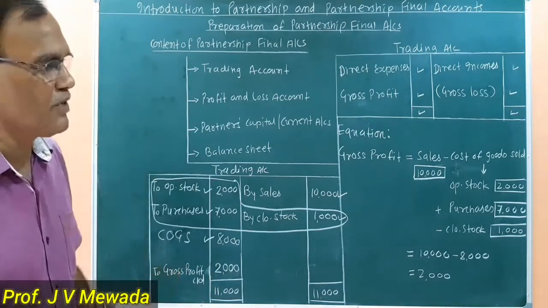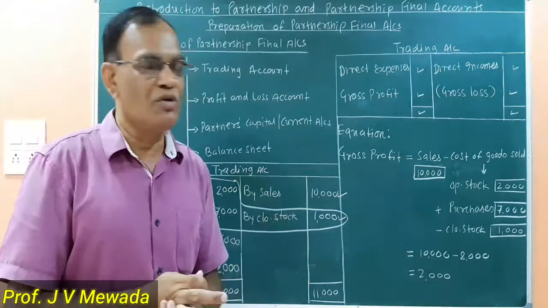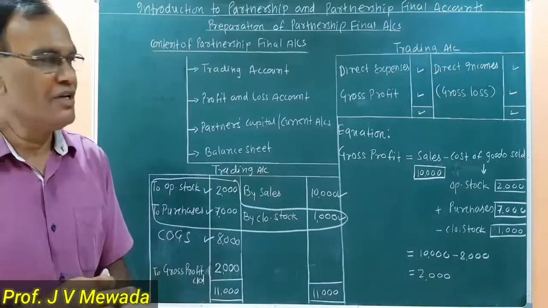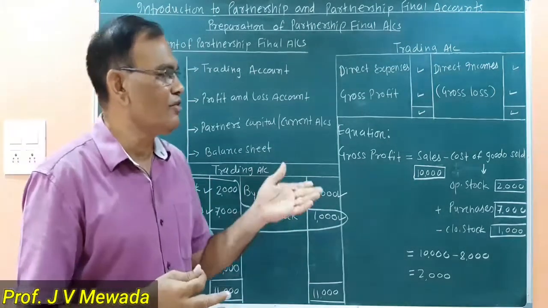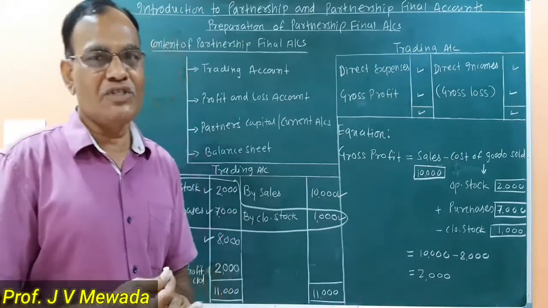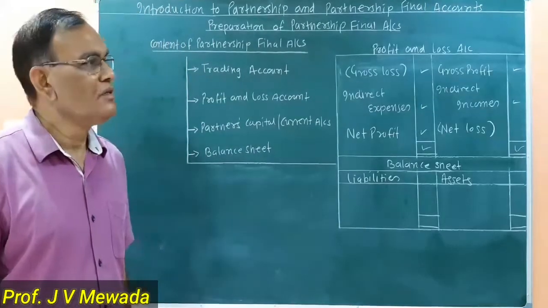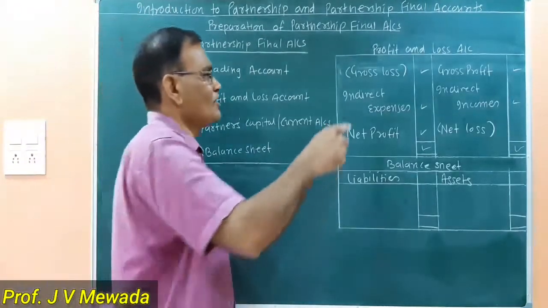So what is gross profit? Sales minus cost of goods sold is gross profit. So we can understand the trading account with the help of the equation also. Now we will see the format of the profit and loss account.